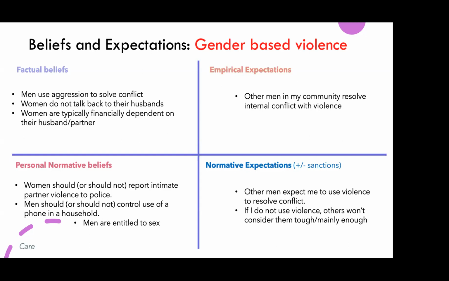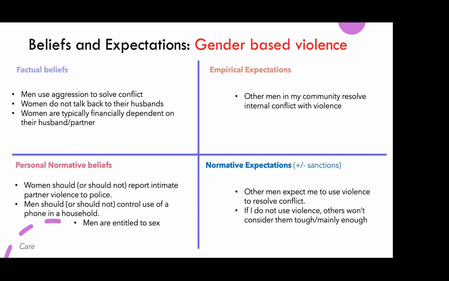Of course, sometimes there are also empirical expectations. Other men in my community. In that case, it is a question that we do not ask the women, but we ask the men. If they answer that other men in my community resolve internal conflict with violence, we already know that their use of violence is justified by the fact that this behavior is common, and it is expected.